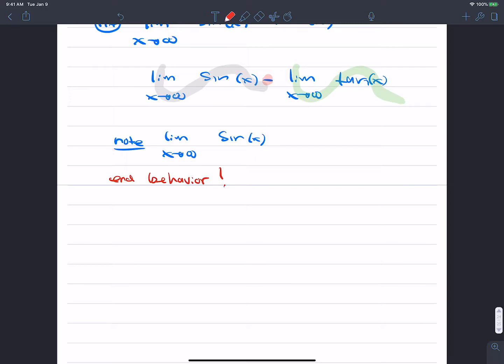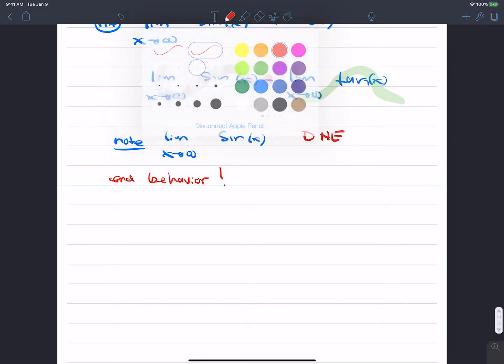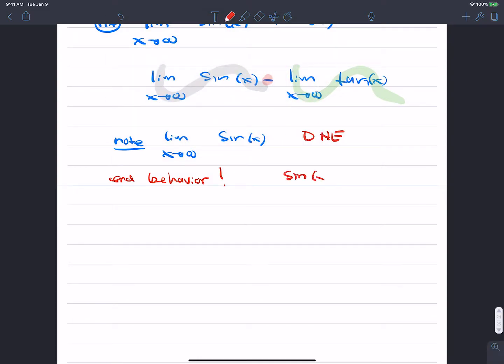You're going to have a problem here. Let me show you what I mean by that. This limit does not exist. Now, you might say, why does that limit not exist? It's because your sine curve, ladies and gentlemen, oscillates between what? Plus or minus 1 forever. That's going to happen as what? As x gets big. That's what happens for your sine curve.